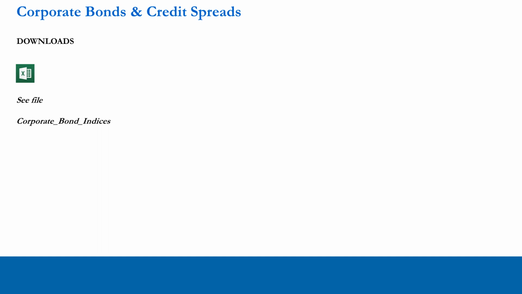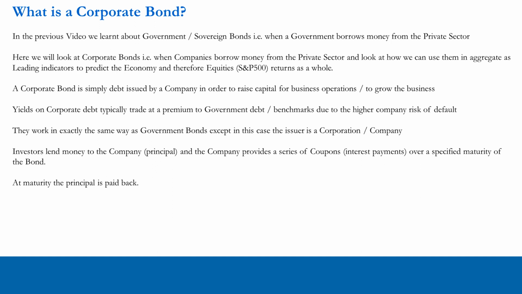So what exactly is a corporate bond? Well, let's start building up our knowledge here. In the previous video, we learned about government or sovereign bonds, when a government borrows money from the private sector. Here, what we're going to look at are corporate bonds, when companies borrow money from the private sector. And we're going to look at how we can use corporate bonds in aggregate as leading indicators to predict the economy and therefore equities, so the S&P 500, predicting returns in the stock market as a whole.